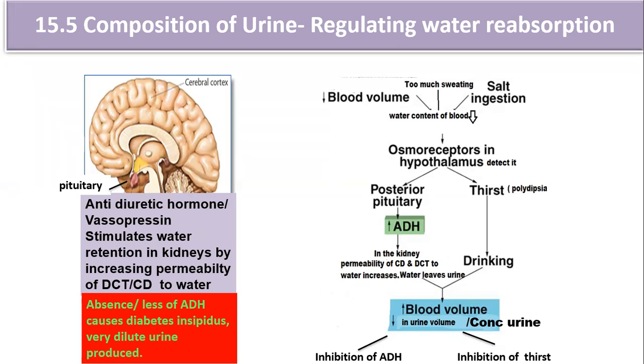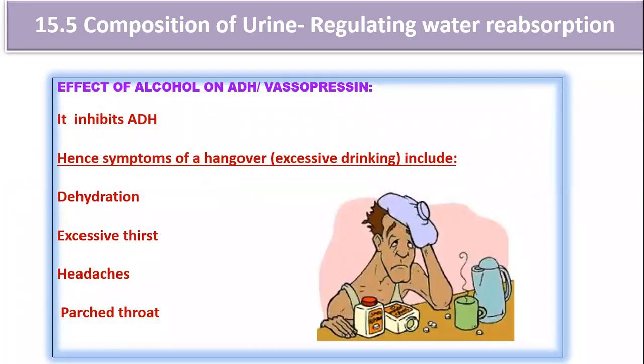Now we are going to discuss the second mechanism. The second mechanism is associated with regulation of electrolyte balance in your body. That mechanism is known as RAAS. But before that, there is one more point that we are going to go through. What is the effect of alcohol on ADH or vasopressin?